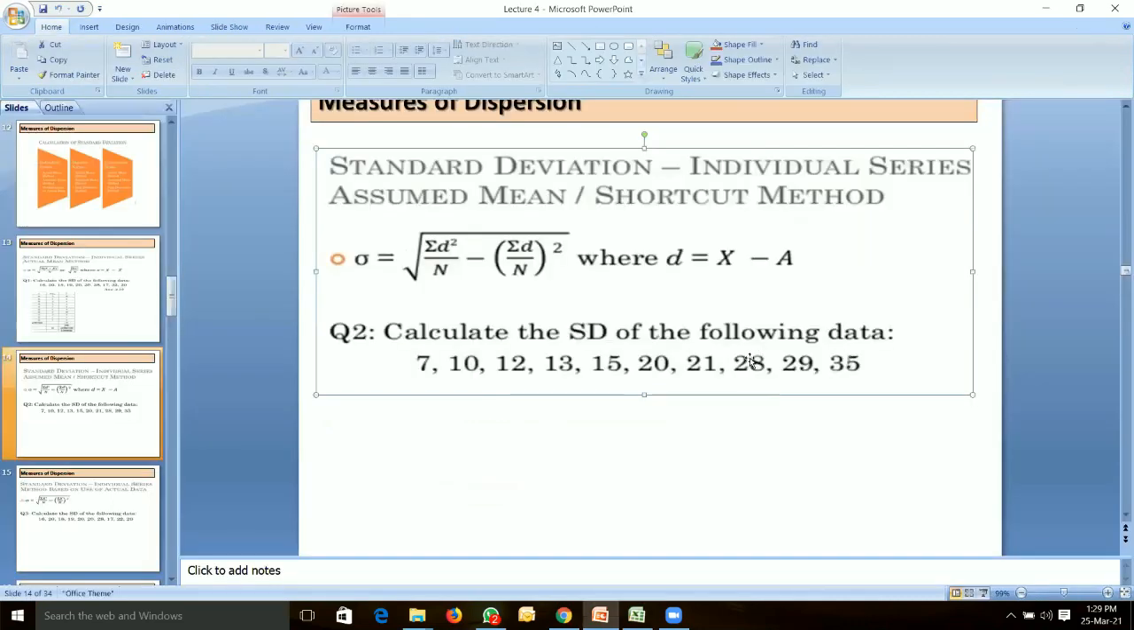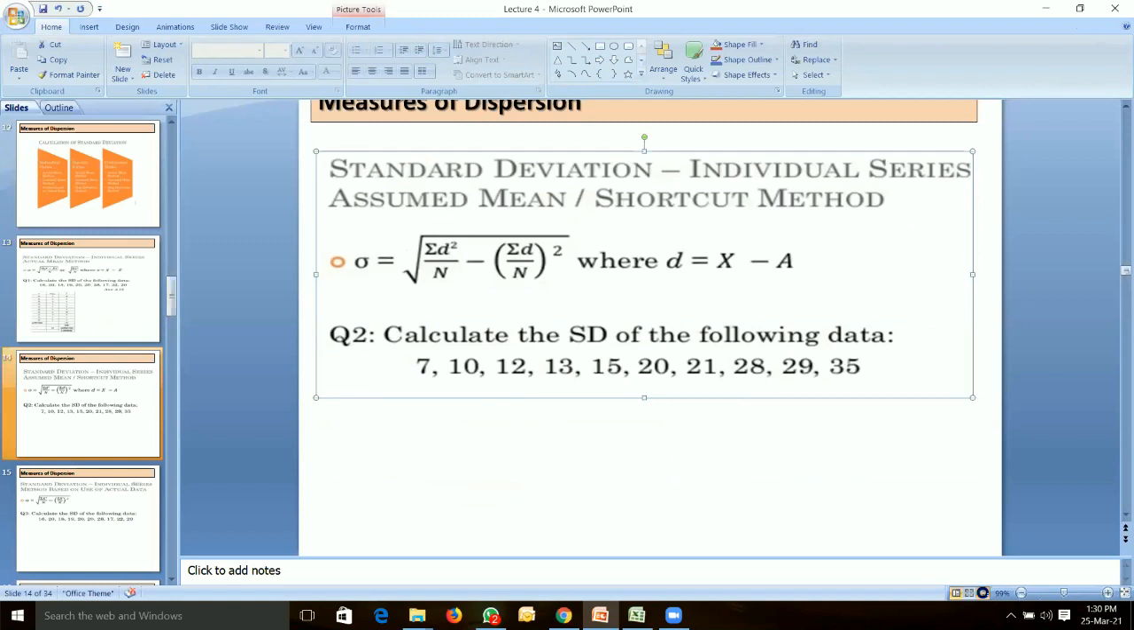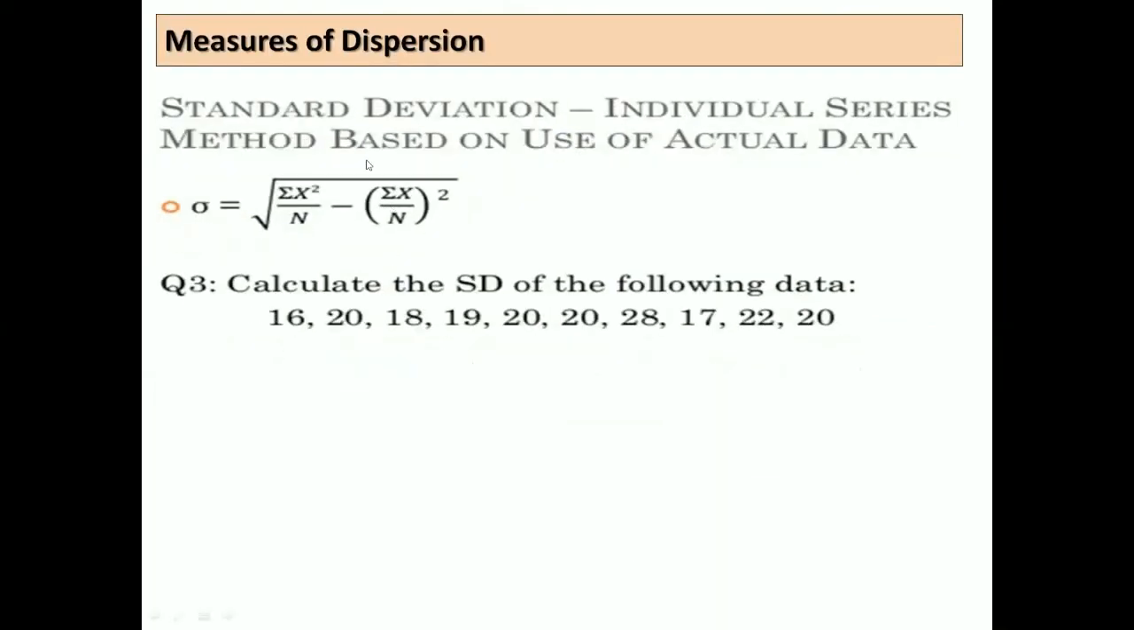Everybody is done with this problem. So next is standard deviation, individual series method, based on use of actual data. So actual data: summation x square divided by n minus the bracket sum of x divided by n, square. There are many methods, you can do it whichever you want. But for the group data, the method is different. This is individual data, right? You are not given any class width, frequency, nothing.